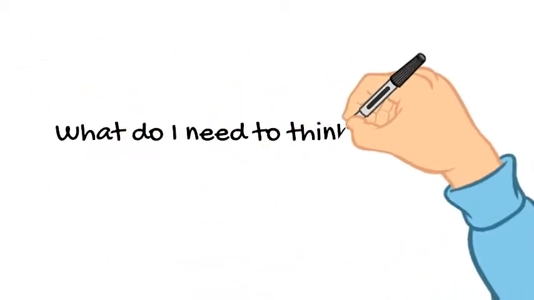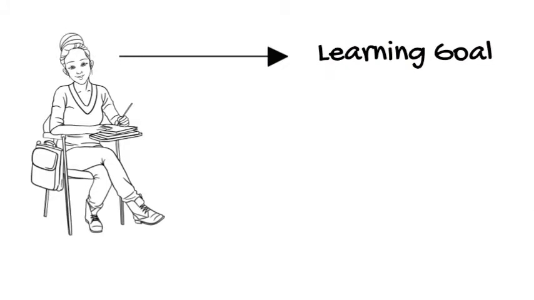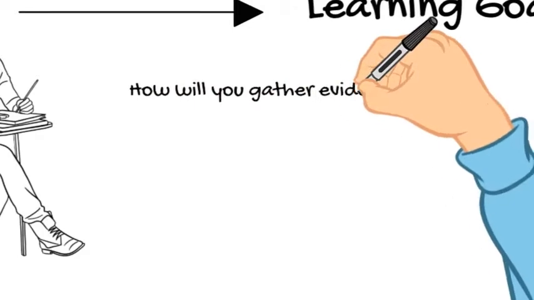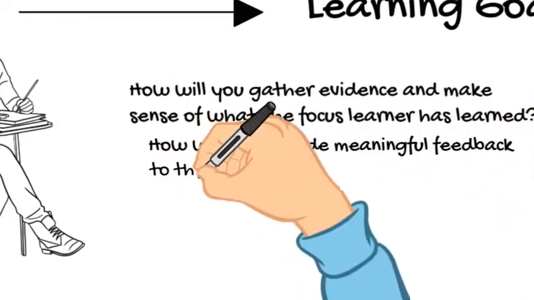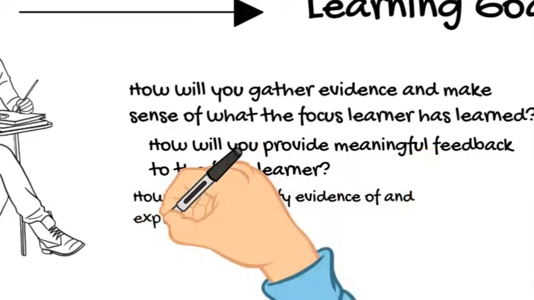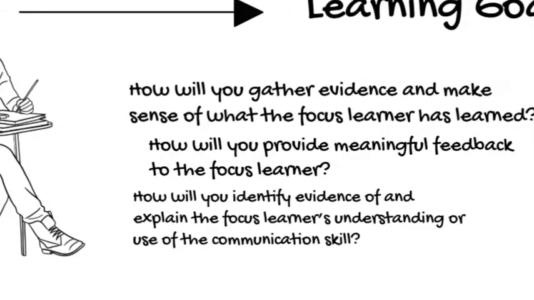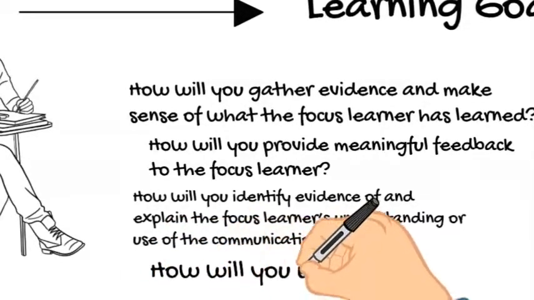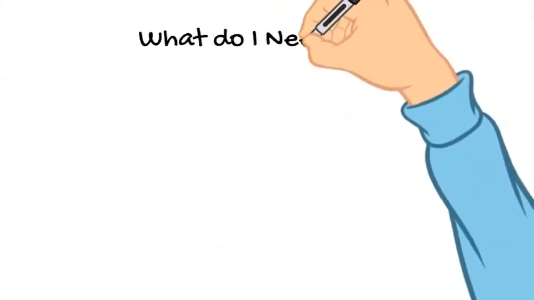What do I need to think about? In Assessment Task 3, you will analyze the focused learner's progress toward the learning goal and his or her use of communication skills. Before you begin the analysis, you need to think about the following. How will you gather evidence and make sense of what the focused learner has learned? How will you provide meaningful feedback to the focused learner? How will you identify evidence of and explain the focused learner's understanding or use of the communication skill to participate in learning tasks and/or demonstrate learning related to the learning goal? How will you use evidence of what the focused learner knows and is able to do to plan next steps in instruction?